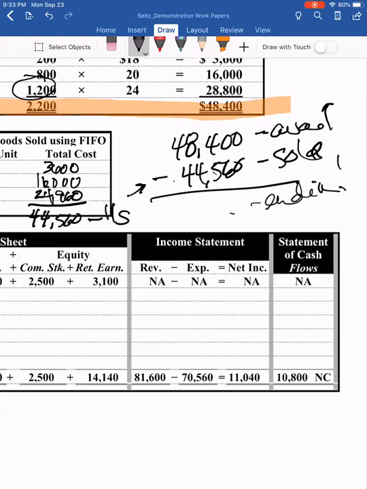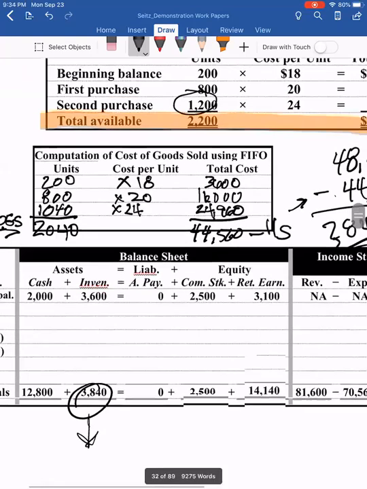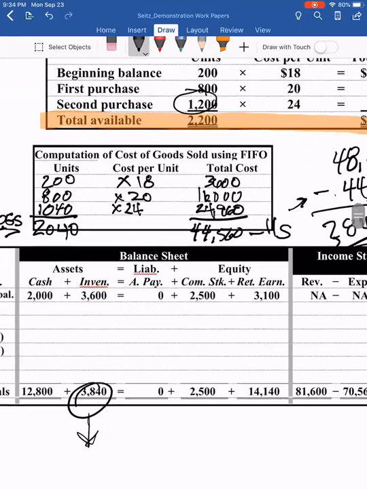That means that you will have an ending inventory of $3,840. So that's the amount that will end up, and you see that right here. That's the amount that would end up on your balance sheet. Additionally, you can do this in units too. The total available for sale in units was 2,200 units. You sold 2,040 units. That means in your ending inventory, you should have 160 units available.